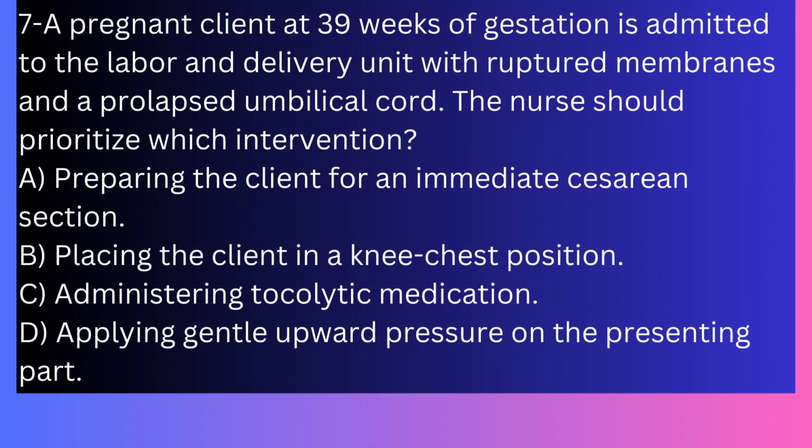Question number 7. A pregnant client at 39 weeks of gestation is admitted to the labor and delivery unit with ruptured membranes and a prolapsed umbilical cord. The nurse should prioritize which intervention? A. Preparing the client for an immediate cesarean section. B. Placing the client in a knee chest position. C. Administering tocolytic medication. D. Applying gentle upward pressure on the presenting part.